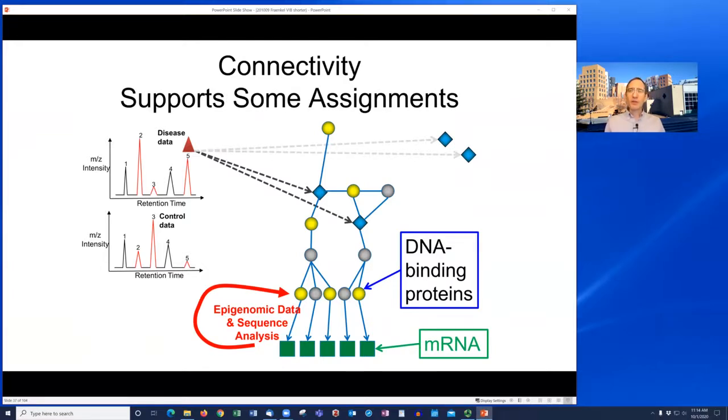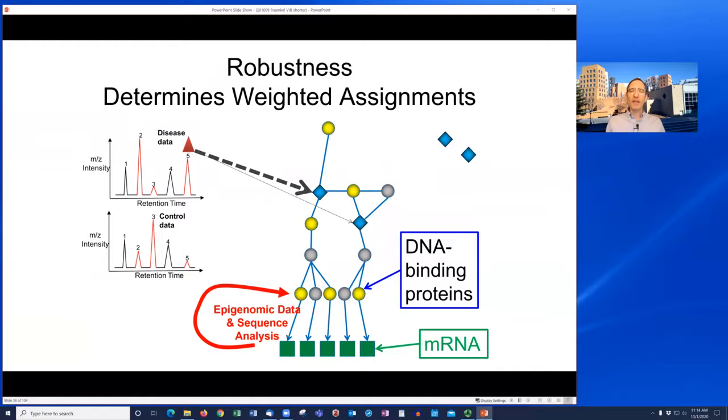The other thing you can do is apply some of the network approaches that we've developed to look at how robust different parts of the network are. By doing some of these statistical tests, where we add noise to the network and do randomizations, we may find that certain parts of the network are more robust across different parameter settings. And so we may get increased likelihood that one of these assignments is correct and another one less likely.